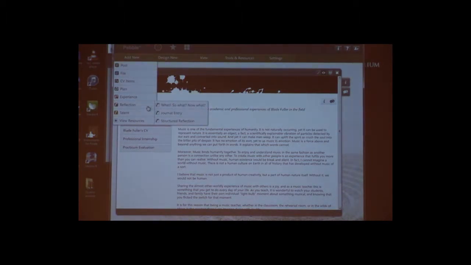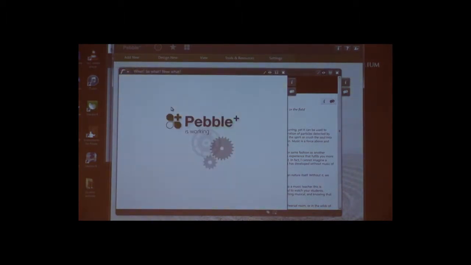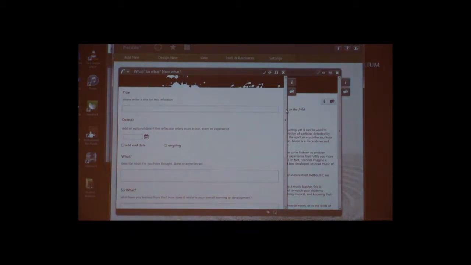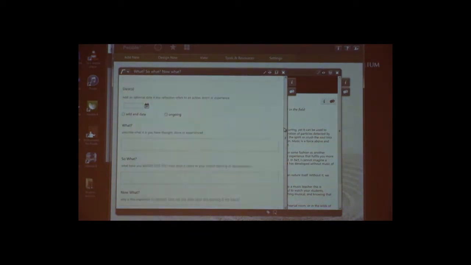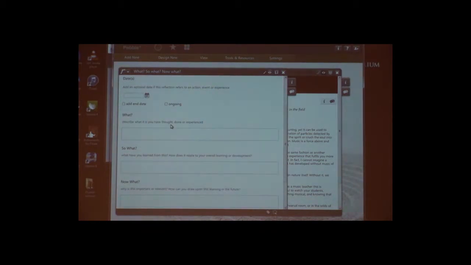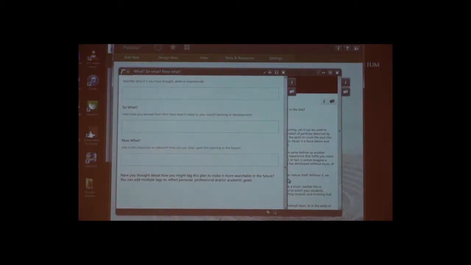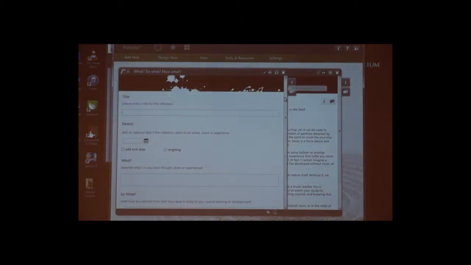So if we go into a reflection, this is one of my favourite parts about PebblePad, is the fact that it gives you all these prompts for a title, the date, describe what it is you thought, done or experienced, what have you learnt from this. So having these fields to work with is definitely one of the benefits that I've found of the ePortfolio system, particularly PebblePad.